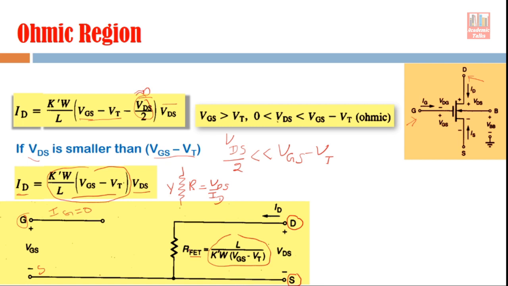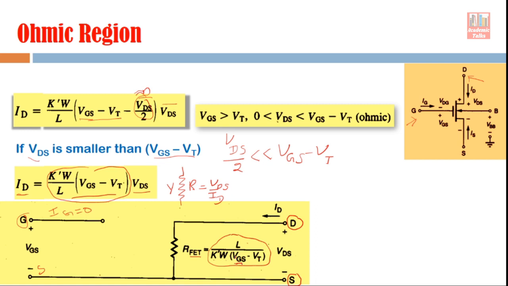Now you can see that this equivalent circuit indicates that a MOSFET device can be considered as a resistance between the drain and source terminals. The value of this resistance depends on these parameters. All these parameters, K prime, W, L and VT, are constant for a device. The only variable here is VGS. So it is a type of voltage dependent resistance. The drain and source terminals offer a resistance whose value depends on the input voltage.